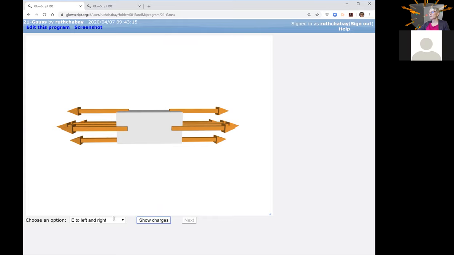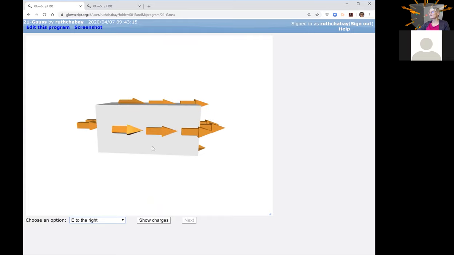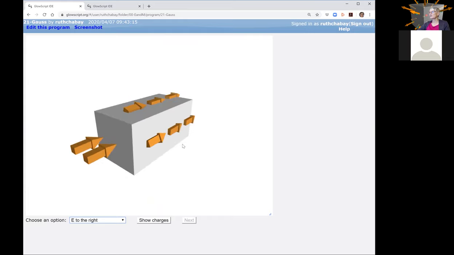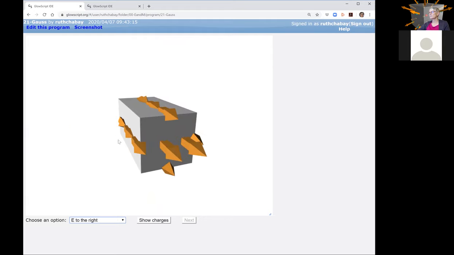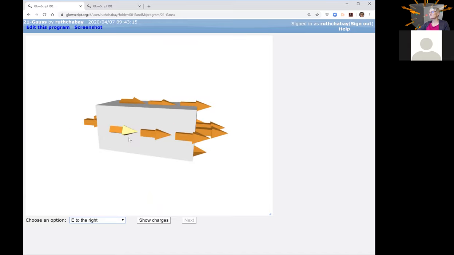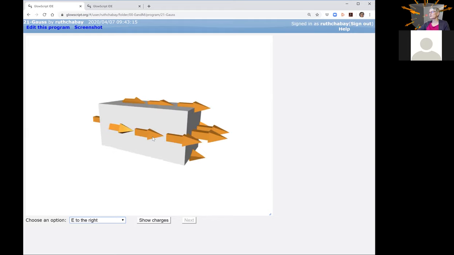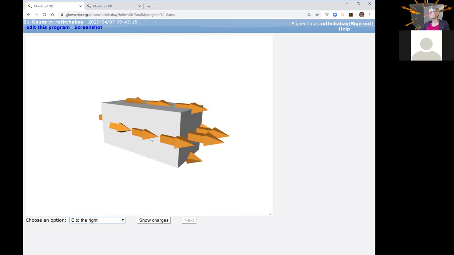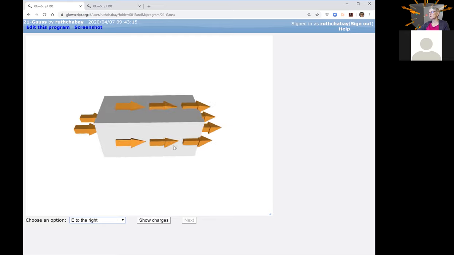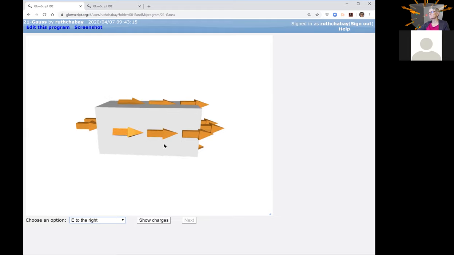All right. So let's try something that's a little more challenging. So here's our box, and we make measurements of field all over the surface of the box. And we discover that everywhere we make measurements of the field, the field is pointing to the right. So whether it's on the right end of the box, on the front, on the top, on the left end, on the bottom, the field is always pointing to the right.